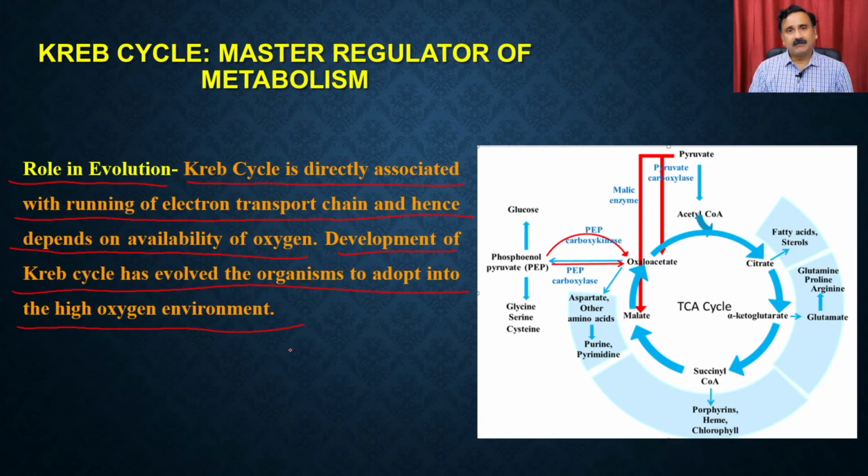So that's why they are happy with the glycolysis pathway, and they are only producing a very low amount of energy from the glucose molecules. But with the development of the Krebs cycle and with the adaptation of the mitochondria into the eukaryotic system, the Krebs cycle has made it possible for the organism to adapt to the high energy environment, because in the high energy environment the Krebs cycle can be operated and it can help the organism to produce a high amount of energy.